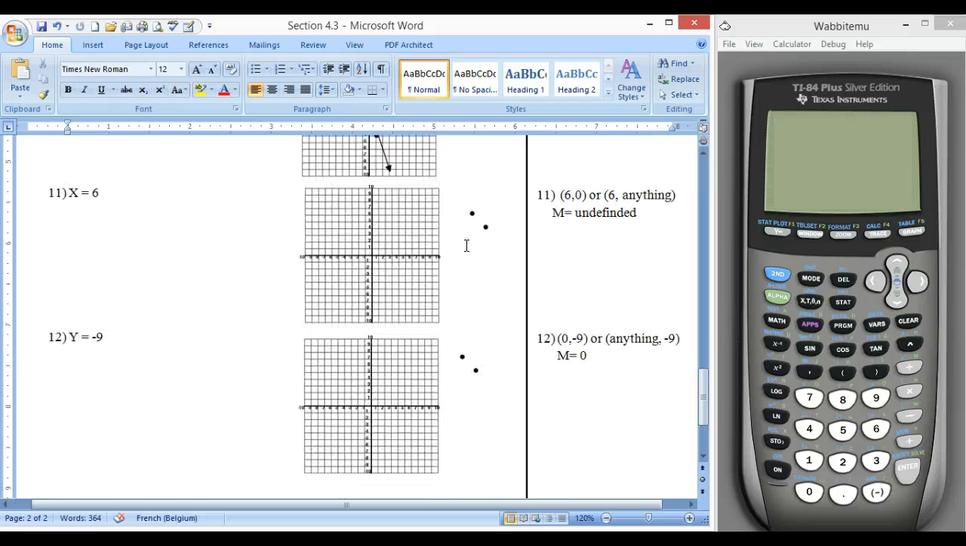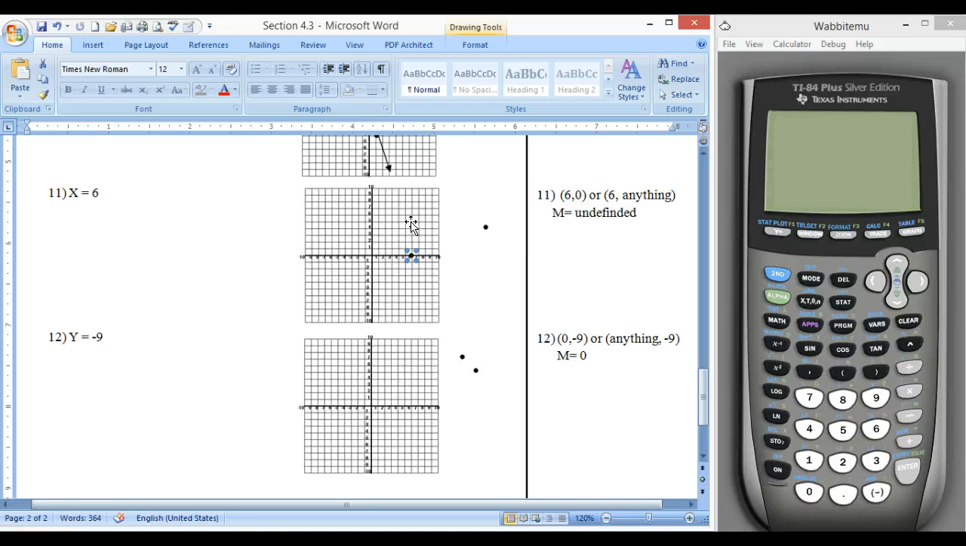Okay, let's move to the next one. X equals 6. This one is not in slope-intercept form, but we learned in the previous section that when I have x equals 6, it doesn't matter what y is. I can plug it in and I will always get x being 6. So I'm going to come over here and find where x equals 6. Well, here's one spot that x equals 6. In fact, here's another spot, and another spot, and another spot where x equals 6.